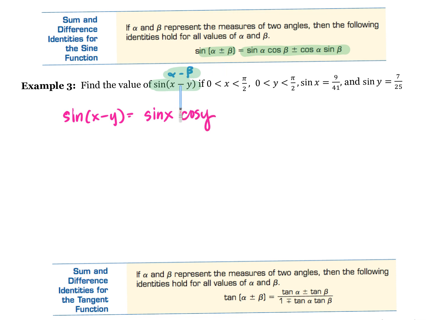This negative sign does not go with my alpha or my beta. It helps us decide which symbol we use over here. Since we had the minus, which was on the bottom, I'm going to use the minus on the bottom. So I'm going to do minus, then what? Cosine of x times sine of y.